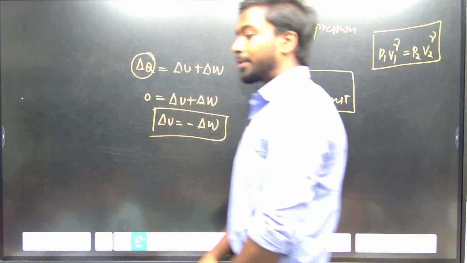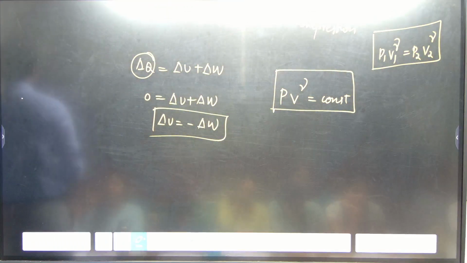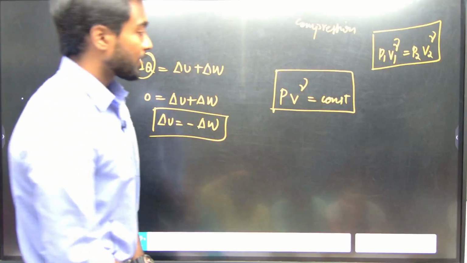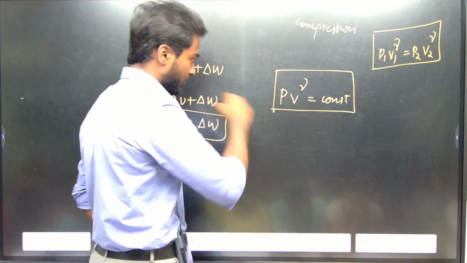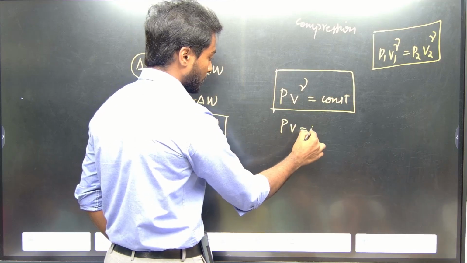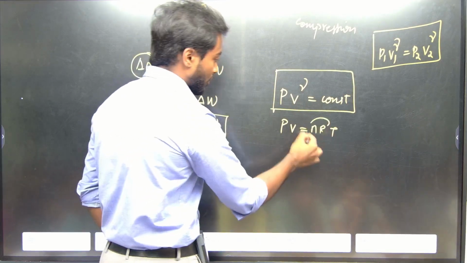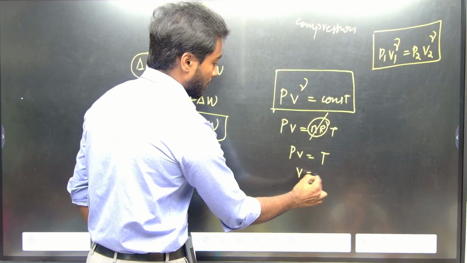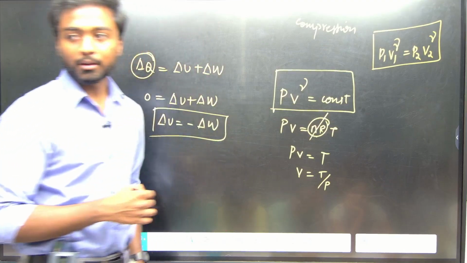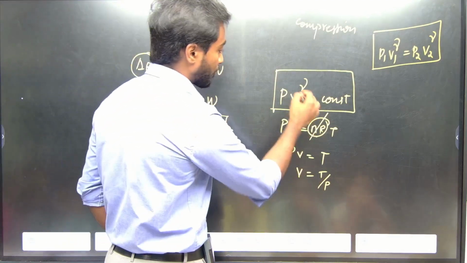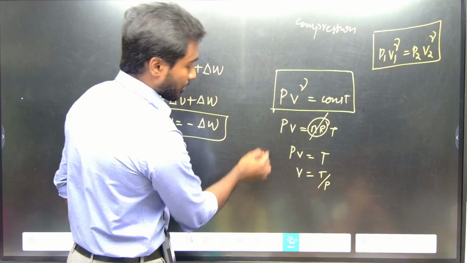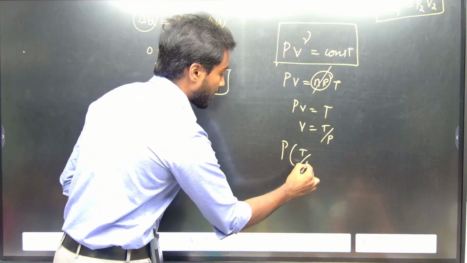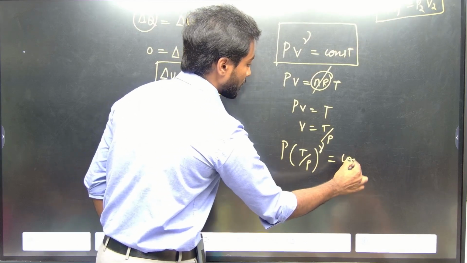So if I want it in terms of temperature, then how can I get it? This equation we know, and PV is equal to nRT. nR is constant, I can neglect this one. So PV is proportional to T. So V will be equal to T by P. So if I want in terms of P and T, I can substitute this in terms of V. So P into (T by P) power gamma will be equal to constant.